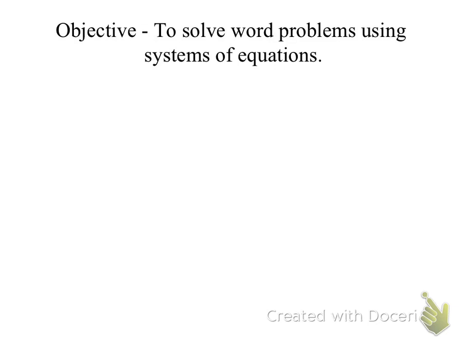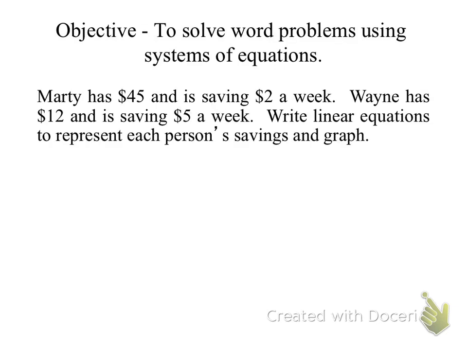I'm really quickly going to just show you. Here's one where they're actually solving graphically. Marty has $45 and is saving $2 a week. Wayne has $12 and is saving $5 a week. My unknowns are what? Who can tell me what my unknowns are? What's changing? What are the variables?